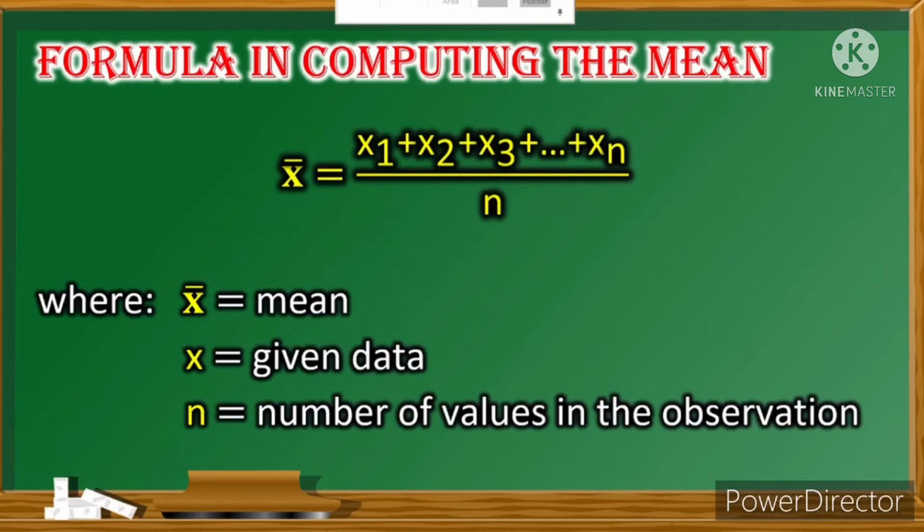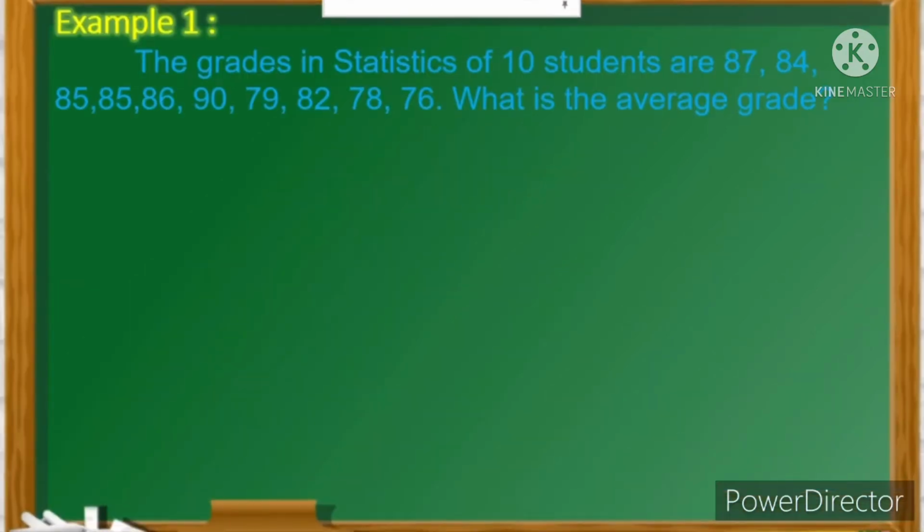For us to easily understand how to compute the mean, let's have an example. Example number 1 states that the grades in statistics of 10 students are 87, 84, 85, 85, 86, 90, 79, 82, 78, and 76. The question is, what is the average grade?